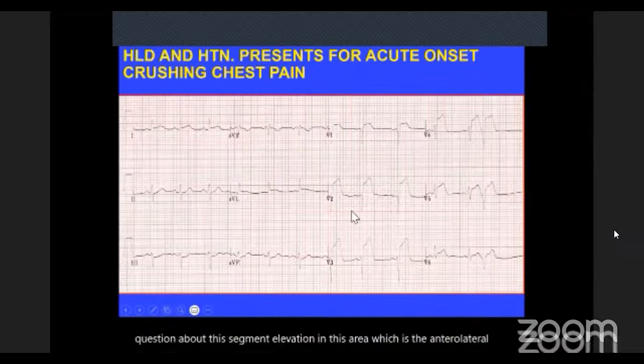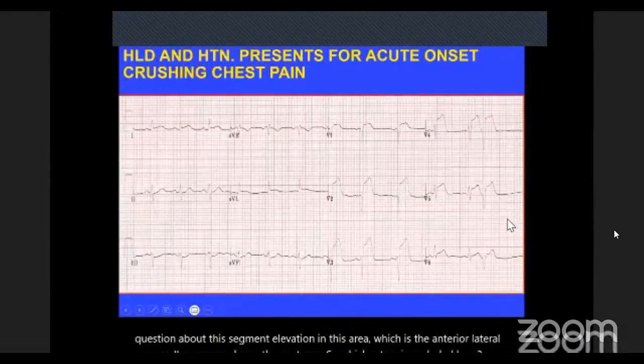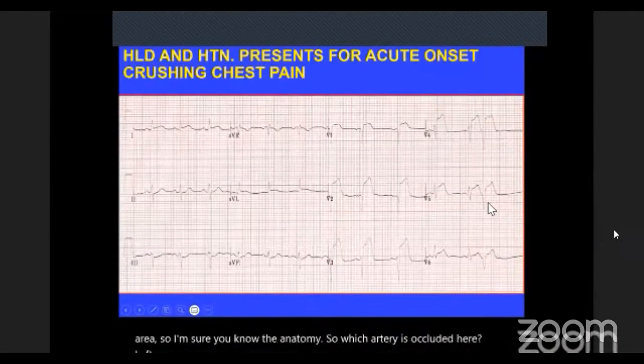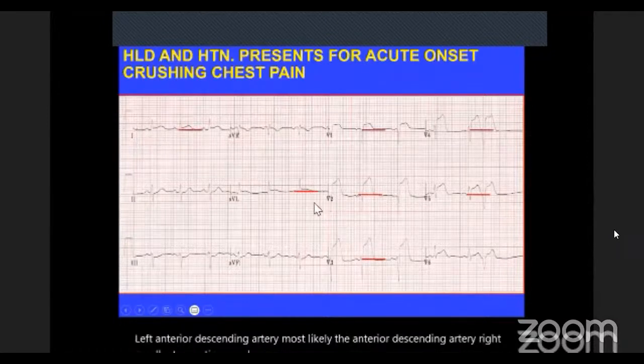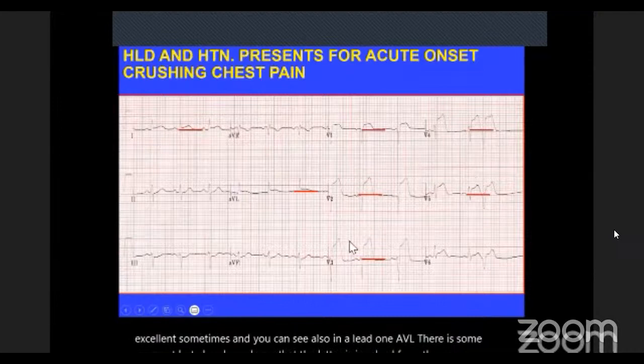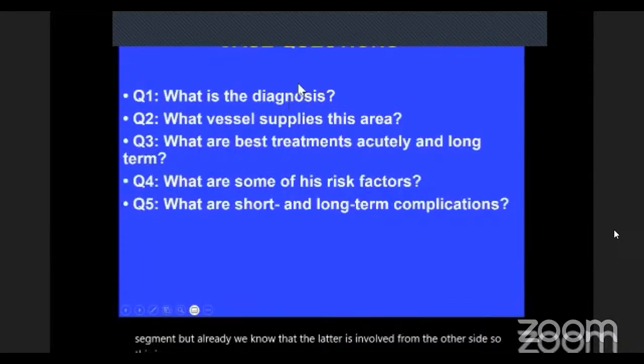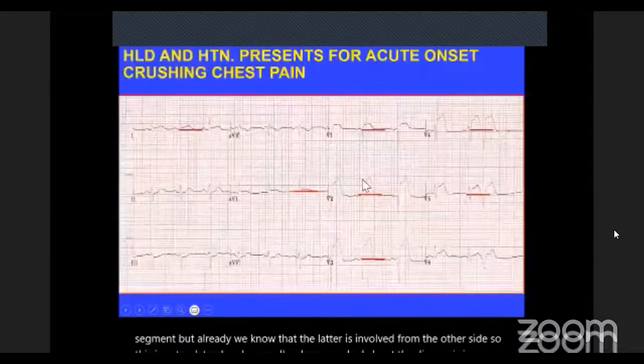So I'm sure you know the anatomy. So which artery is occluded here? And the anterior, then the LAD. Left anterior descending artery. Yeah, most likely the left anterior descending artery. Right. Excellent. Sometimes, and you can see also in lead 1 AVL, there is some ST segment elevation, but already we know that the lateral is involved from the other side. So this is anterolateral. And generally, when we ask about the diagnosis, it's anterolateral myocardial injury.